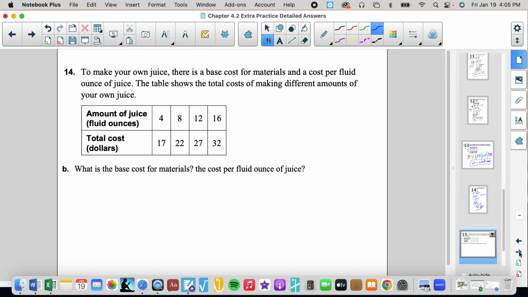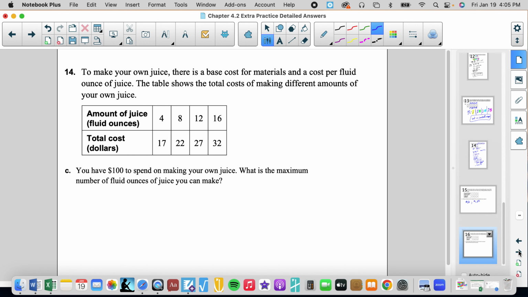So what is the base cost for materials? $12. What is the cost per fluid ounce? The cost per fluid ounce is $1.25. And part C: you have $100 to spend on making your own juice. What is the maximum number of fluid ounces of juice you can make?